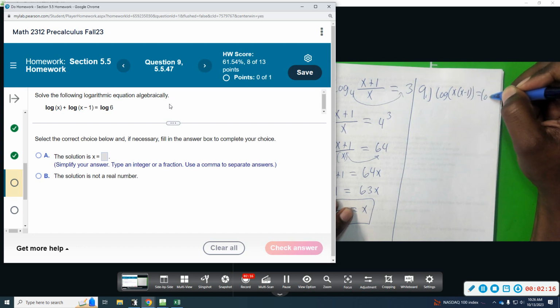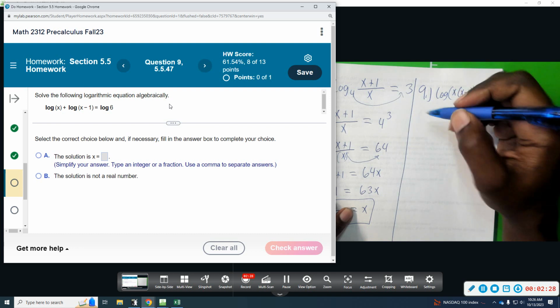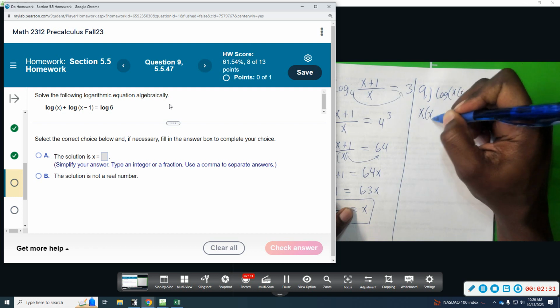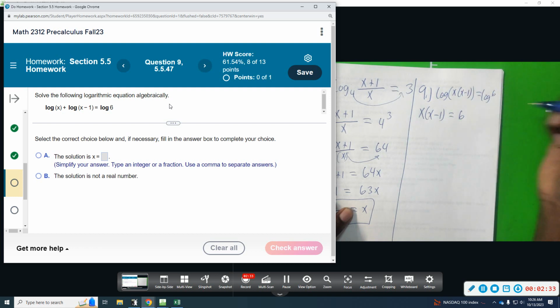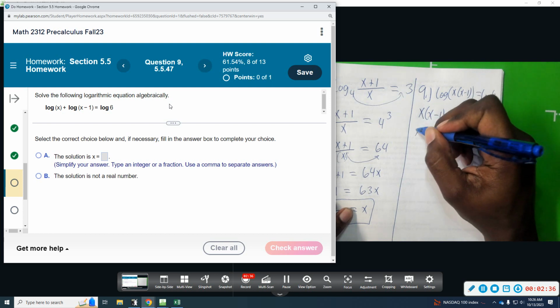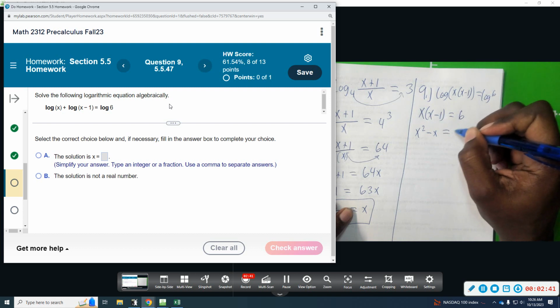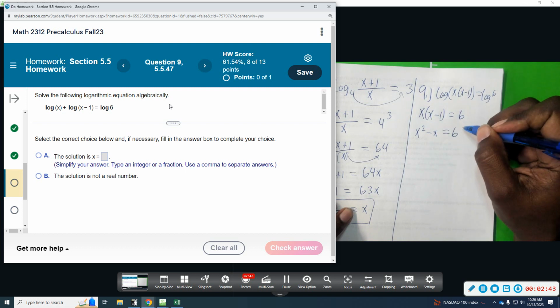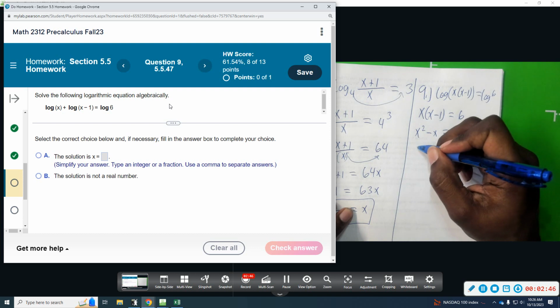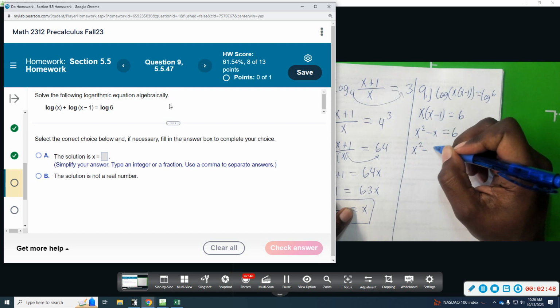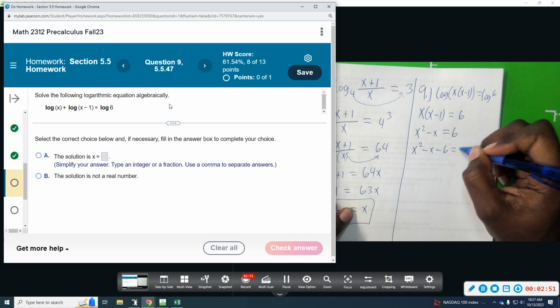equals log of 6. All right, so again, both the logs are the same base, so I can ignore the logs and just focus on the argument. So x times x minus 1 is equal to 6. That's the equation I want to solve. I'm going to distribute, so I get x squared, x times a negative 1, negative x equals 6. Again, that looks quadratic, so I'm going to move the 6 over by subtracting it. It's going to give me x squared minus x minus 6 equals 0.